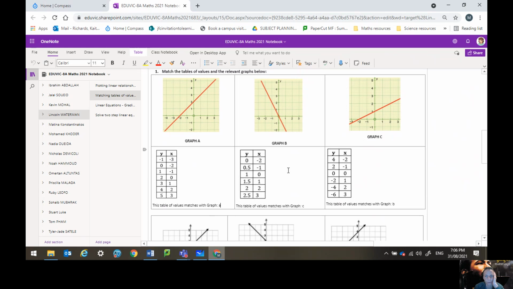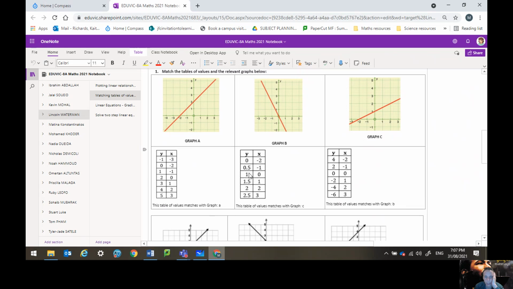But it's not that simple for the other two. I don't believe anyway, unless I made it that simple. Maybe not. Oh yeah, no, I didn't make it that simple. Okay, so when we've got x here is 0, y is 1. So it can't be this graph because when x is 0, y is 0 here. So that must mean it's this table of values, and that's what Lincoln has put down the bottom.